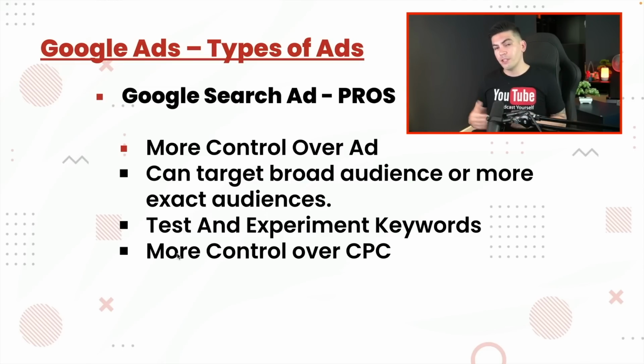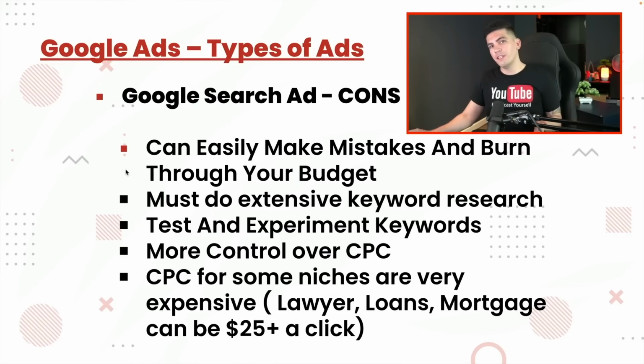There's also various options, like for example, broad match, where you can pay just like 5 cents or 4 cents. But then there's targeting like exact match, which can be a little bit more expensive. But the main purpose here is that you do have more control over it. So next is, what are the cons of the basic Google search ad?